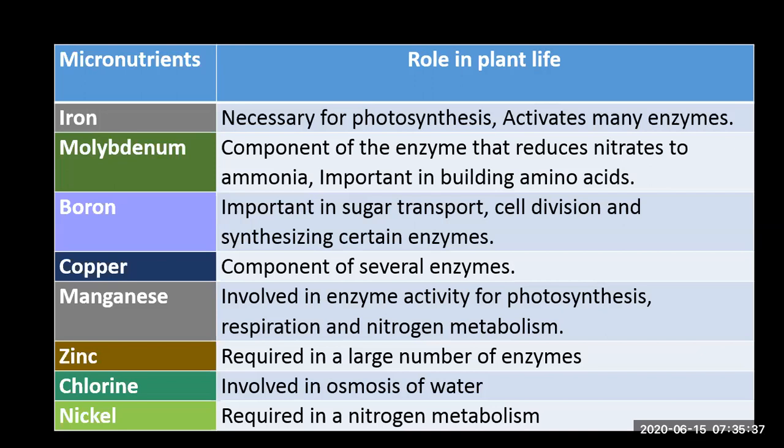Next is nickel. Nickel is required in nitrogen metabolism in plants because nitrogen is a very important element required by plants. So nickel is also involved in the digestion of nitrogen, which shows its importance. So every nutrient is required by plants, and the role they play is so important that when they are not going to be present in the soil, in the plants, they're going to face problems.